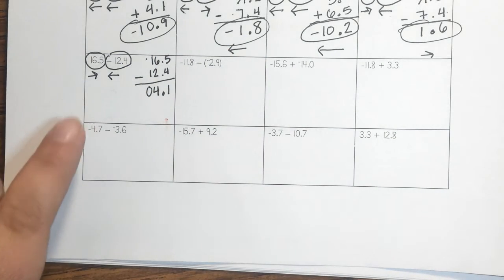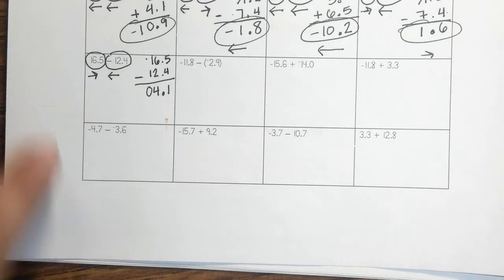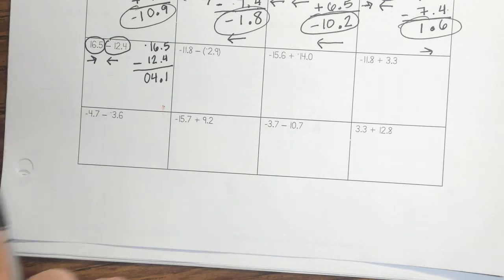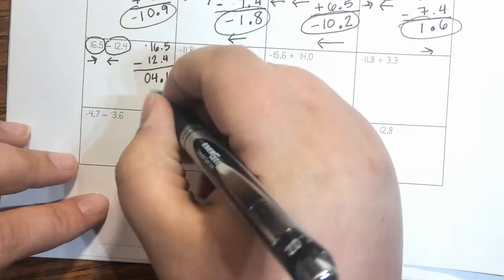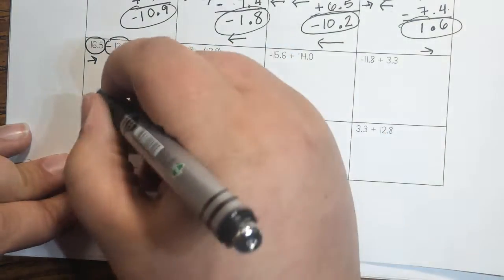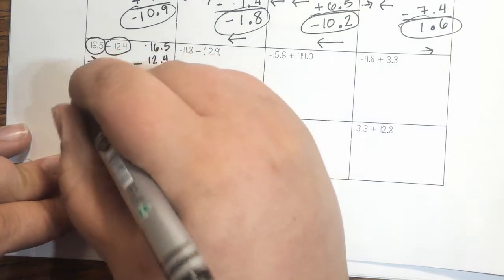And then the arrows were facing different directions because the signs were different. We had 12 going to the left, but 16 going to the right. So our final answer goes to the right, which means this is a positive 4.1.